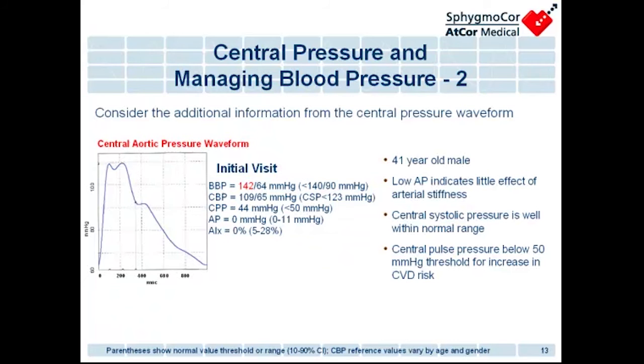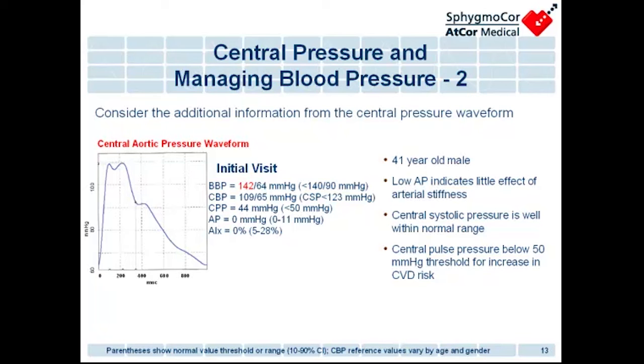This might be a familiar slide, but actually it's not. So what we have is a brachial pressure of 142/64, but the central blood pressure is quite a bit lower. The central pulse pressure is within the normal range, maybe a little on the high side. But we have an augmentation pressure of 0 and an augmentation index of 0.